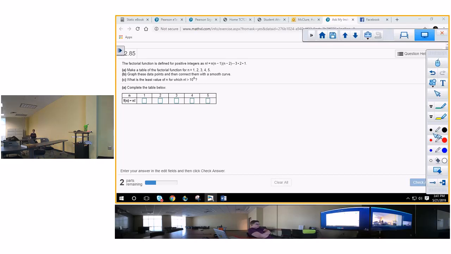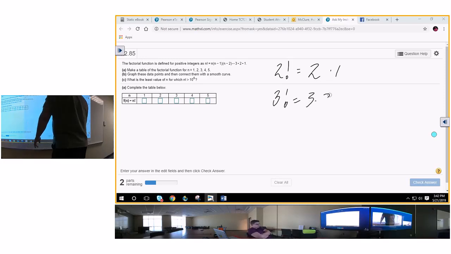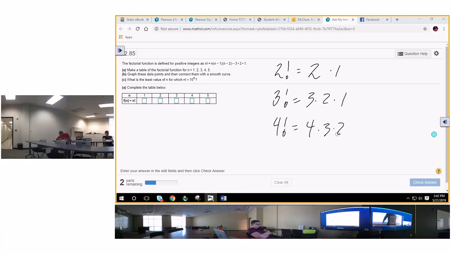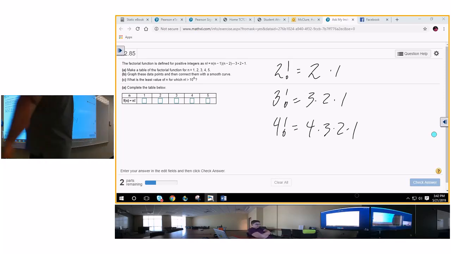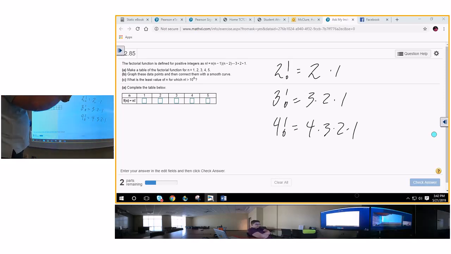Factorial. What is factorial? Multiplying by the sequence. 2 factorial is equal to 2 times 1. 3 factorial is equal to 3 times 2 times 1. 4 factorial is equal to 4 times 3 times 2 times 1. You just need to know the definition of a factorial to do this problem. Well, there's a pattern to it, but the pattern is you just multiply by the previous. 4 times 3 factorial equals 4 factorial. 5 times 4 factorial equals 5 factorial.